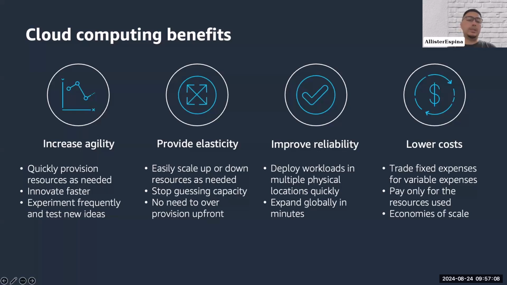And then, of course, the cost savings benefit. I put it last because it's a given that you're trading fixed expenditure, or capex, for variable expense, or opex. So instead of buying very expensive data center infrastructure upfront, you can use those funds for your other projects, and then just pay only for the resources that you need. Think about utilities.